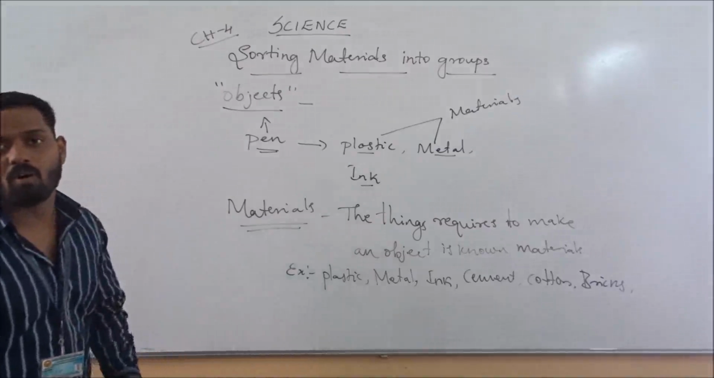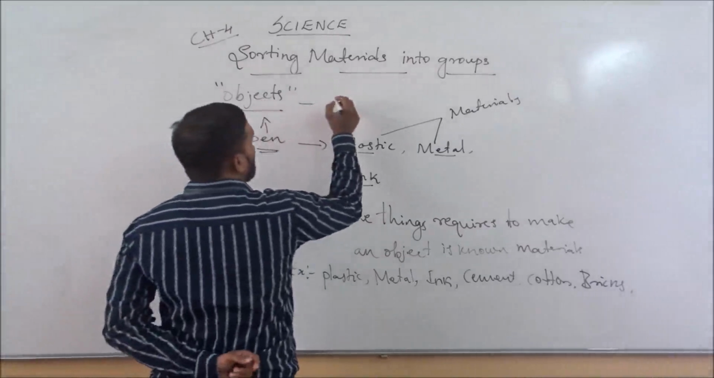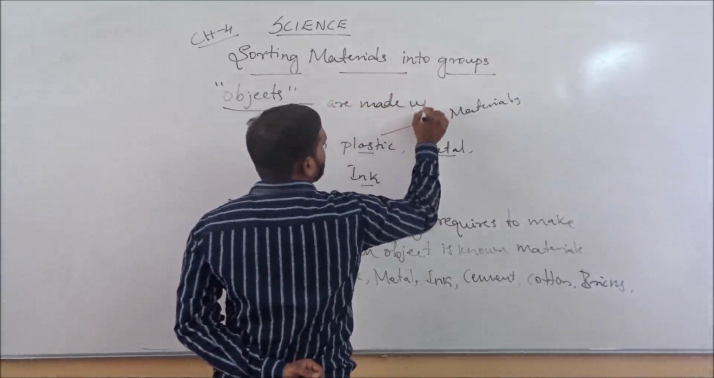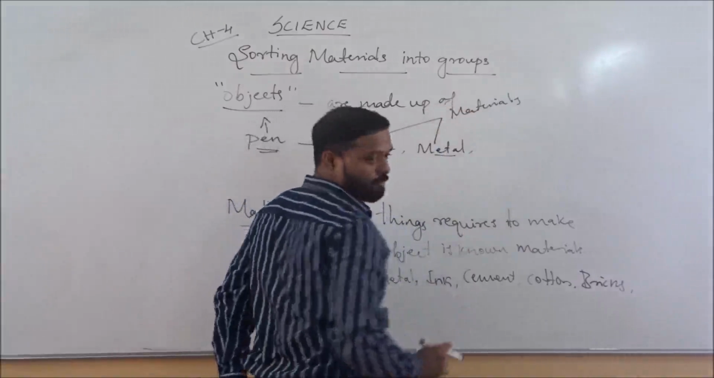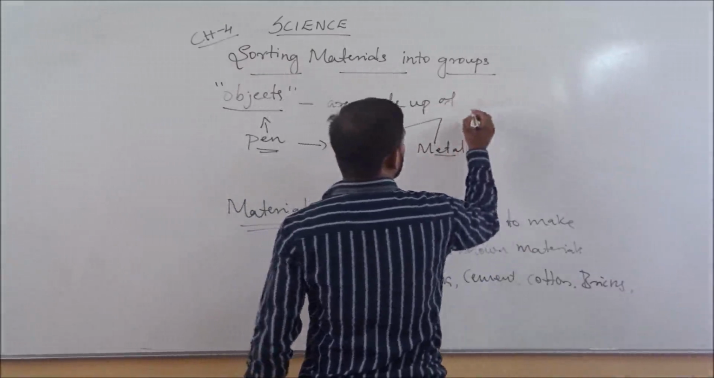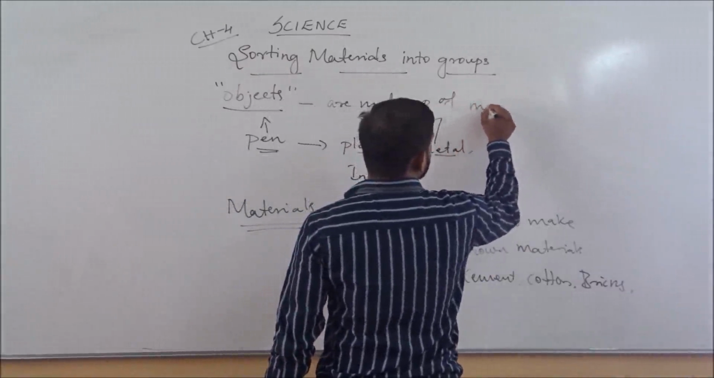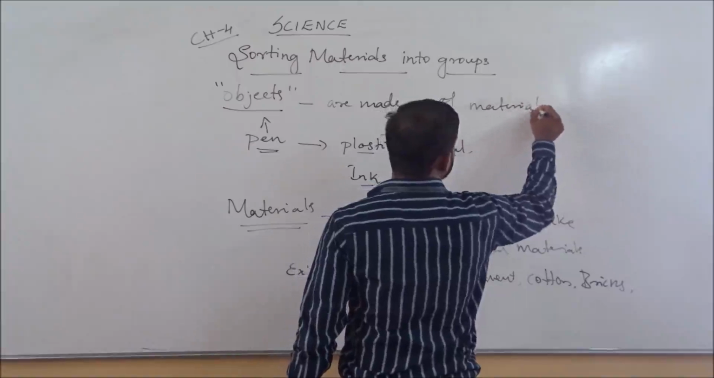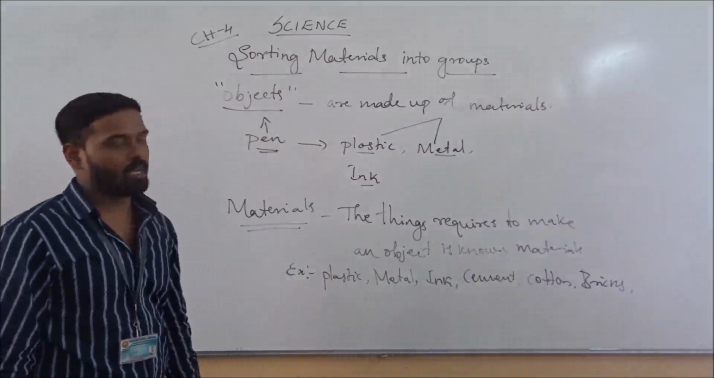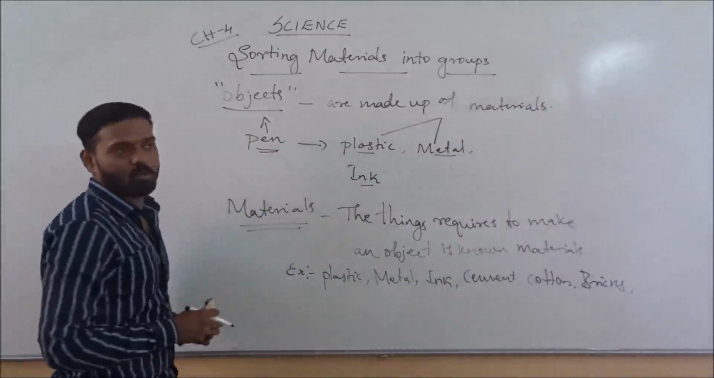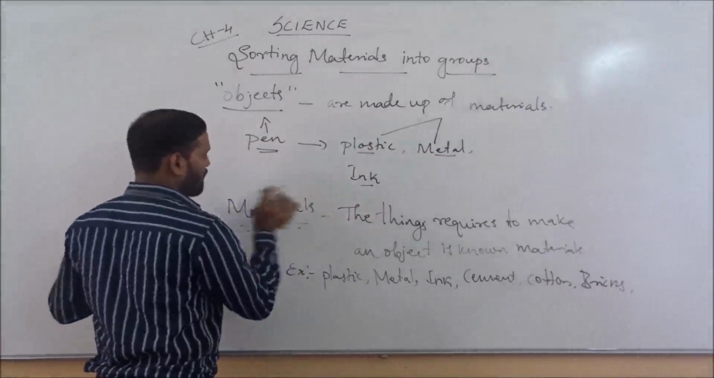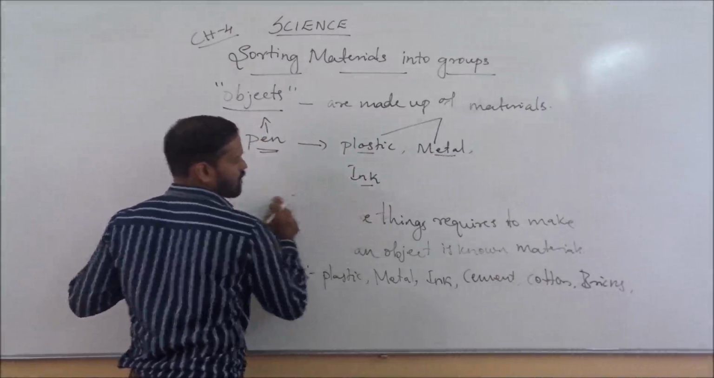So what is an object? Objects are made up of materials. Pen is an object. Why? Because the pen is made of plastic, metal and wood. I will take some more examples to understand this.